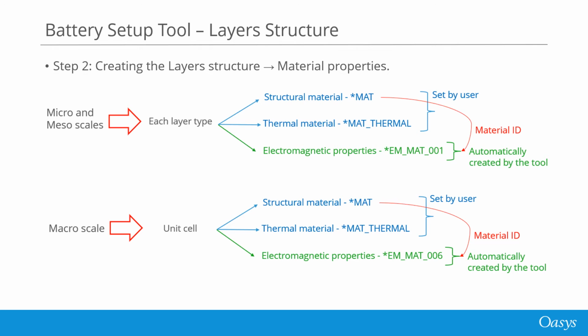The structural material ID and thermal material ID of the cell components must be defined, and an EM material card will automatically be generated by Primer with its type depending on the selected scale, in order to define the electromagnetic type and properties of each component material.